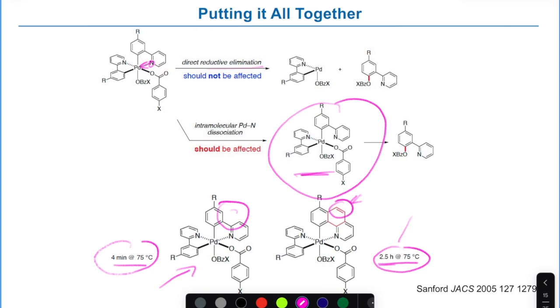This says that it's not going to be a direct elimination process. We have to have a decoordination of that nitrogen-palladium bond to open up a site. So the bottom pathway is the one that ends up being favored by the composite set of data that's through here. Again, this is a light touch on a whole series of different works.